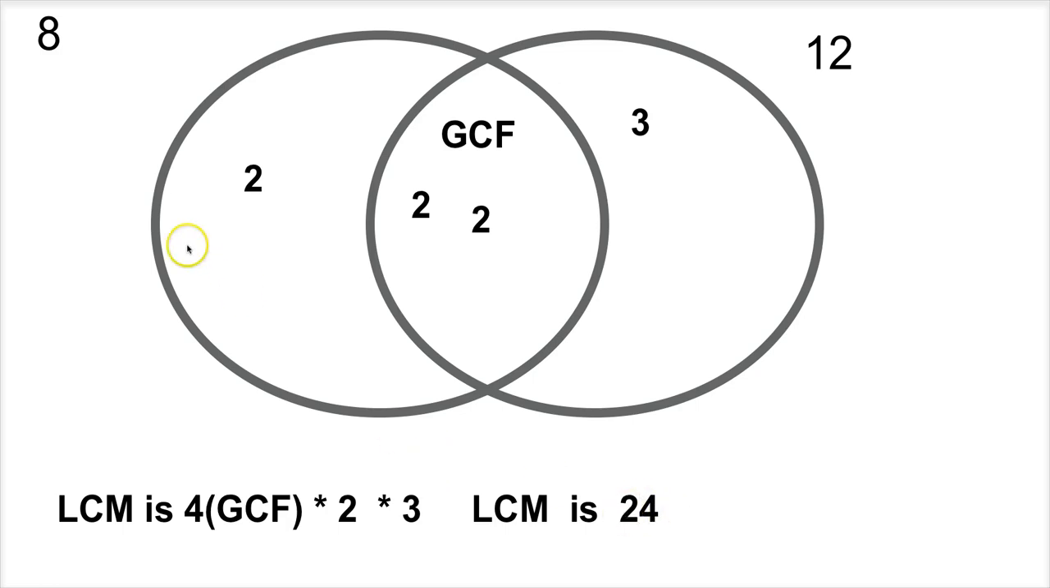Well, now I'm going to think of my 8 table. Do I have a 24 in my 8 table? And yes, 8 times 3. Do I have a 24 in my 12 table? Yes, 12 times 2 is 24. So both 8 and 12 have a multiple of 24 in their tables. That's my least common multiple. The greatest common factor is 4. When I'm using a Venn diagram, that's what I would be looking at.